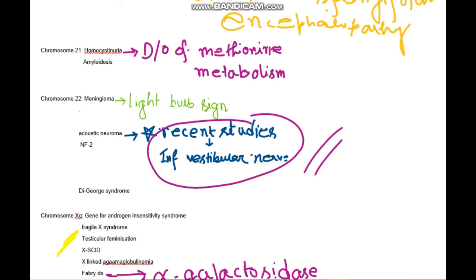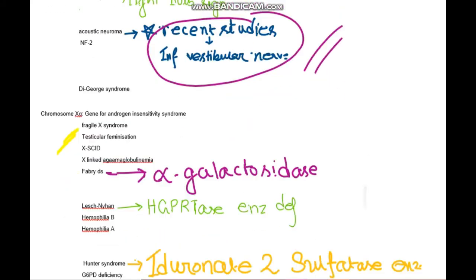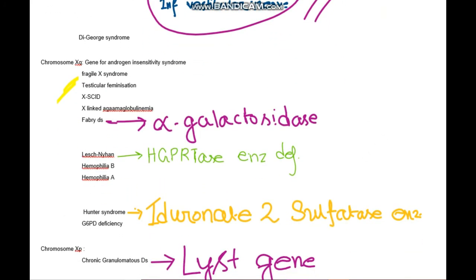In the earlier studies and in the earlier books, it says the superior vestibular nerve is the most commonly affected in acoustic neuroma, but in recent studies it is the inferior vestibular nerve. You have to correct these things if you have older notes. Neurofibromatosis type 2 and DiGeorge syndrome. What you see in DiGeorge syndrome is the absent thymus.